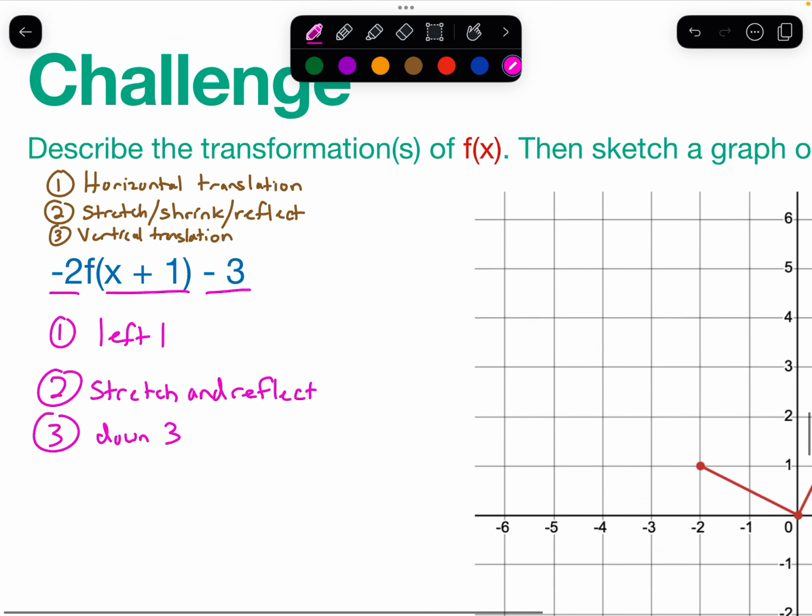Now, if you can handle all of those at once, that's cool. That's what I'm going to try. If it helps you to first shift everything left 1, sketch it, then stretch everything, sketch it, then reflect everything, sketch it, then shift down 3, sketch it, that's cool too. It's whatever works best for you. I'm going to try to do all of this at once here as best I can.